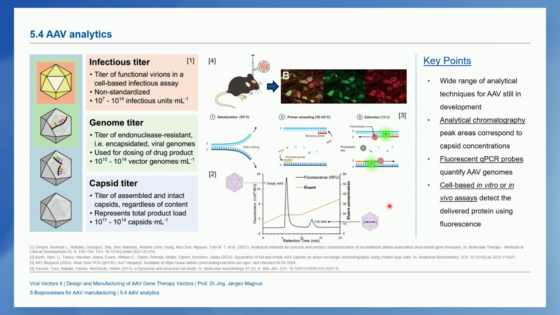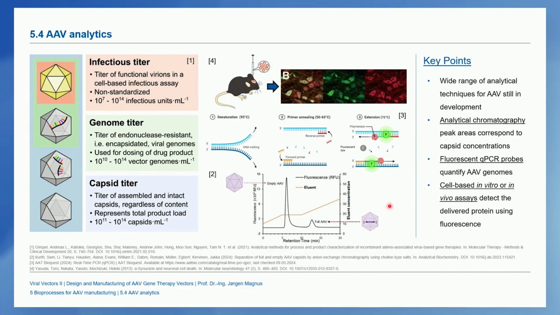Other interesting assays, the infectious titer is measured in cell-based assays in production. In research, you could, in principle, also use in vivo investigations in mice, but I think in the production environment, you would use cell-based assays. Then you can find your infectious units per milliliter, which is a very critical measure, of course, and important in setting the dose.